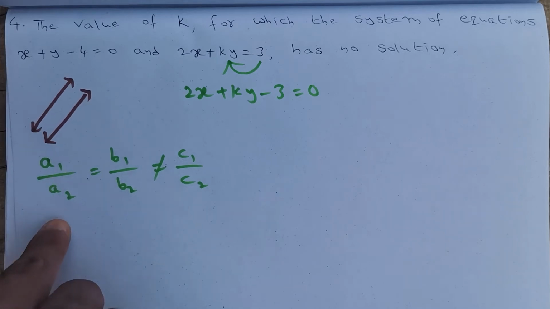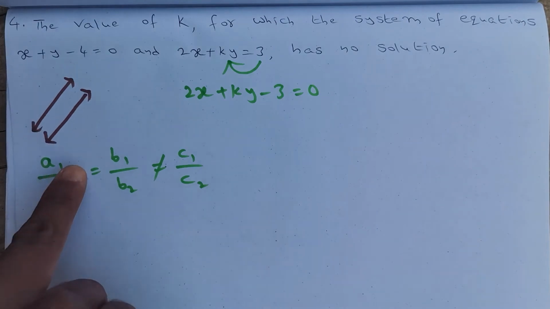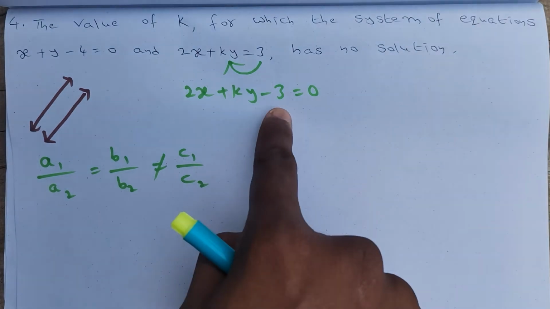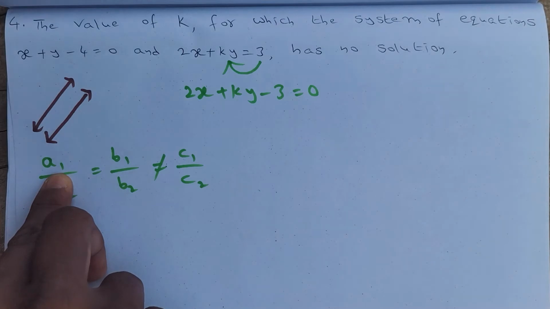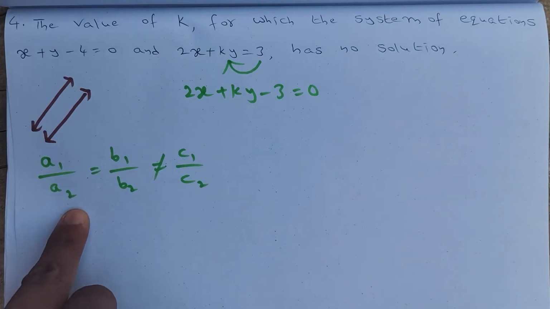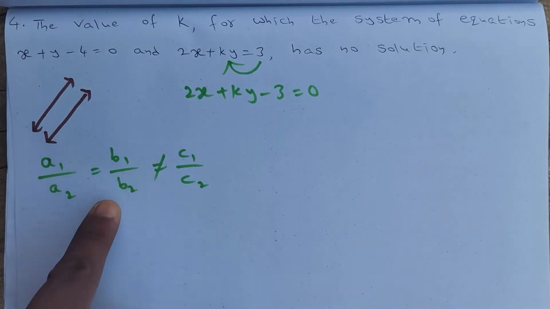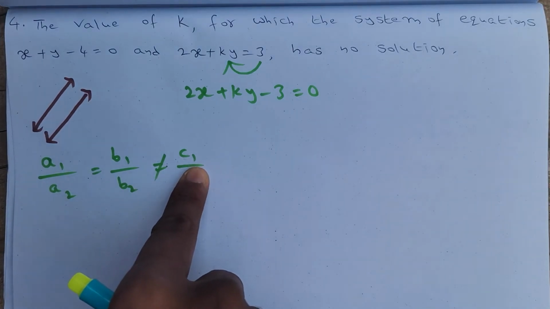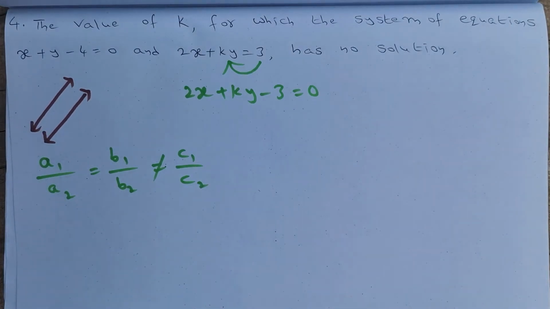What is A1 and A2? What is B1, B2? What is C1, C2? Wherever 1 is represented, that comes with the first equation. 2 is there, that goes with the second equation. So A1 x coefficient of the first equation, A2 x coefficient of the second equation, B1 y coefficient of the first equation, B2 y coefficient of the second equation, C1 constant in the first equation, C2 constant in the second equation. Okay, let us start.